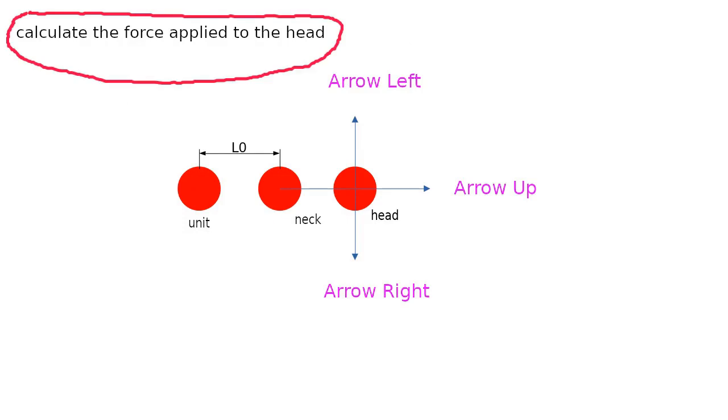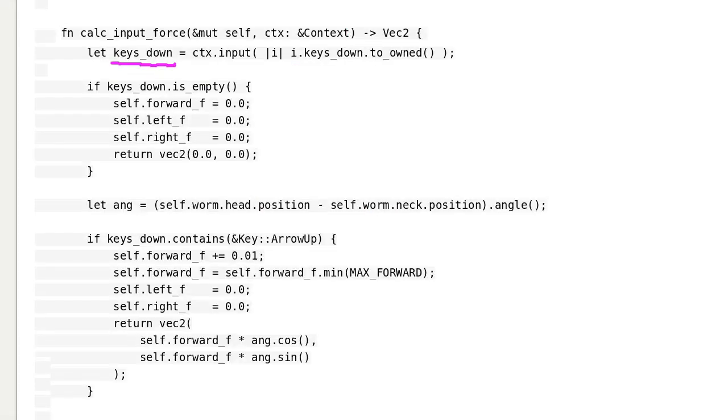Now I am going to show how I calculate the driving force on the head based on the keyboard press. This part of the calculation is wrapped in a method called calc input force, which returns a two-dimensional vector. This is the detail of the code.